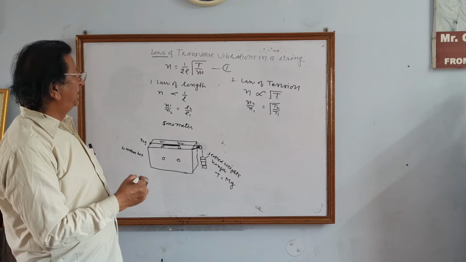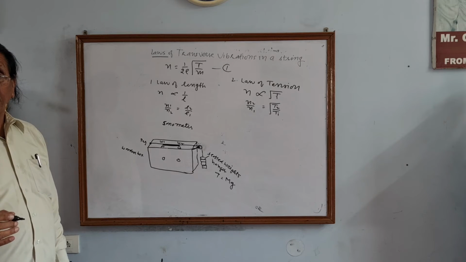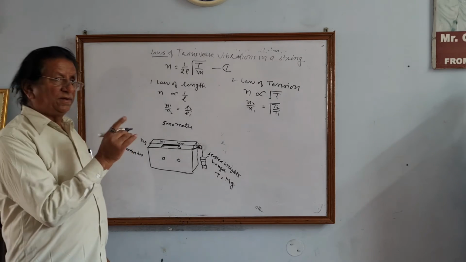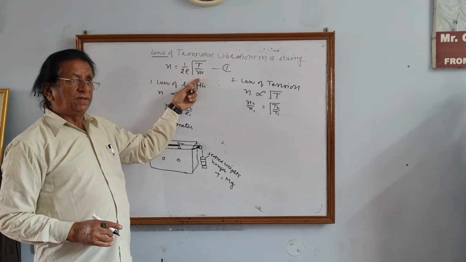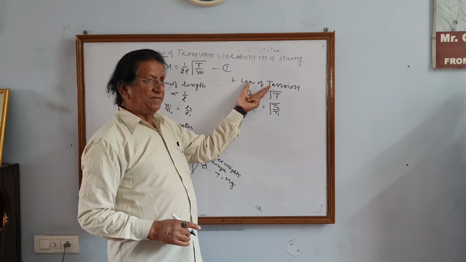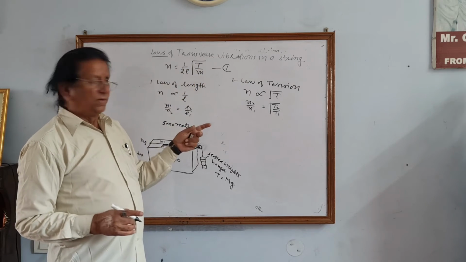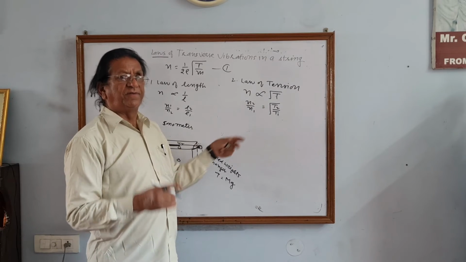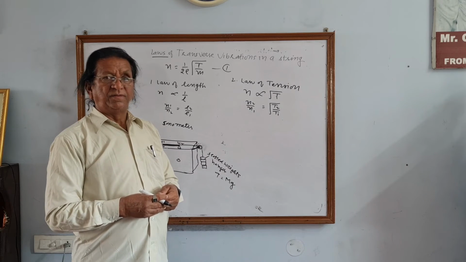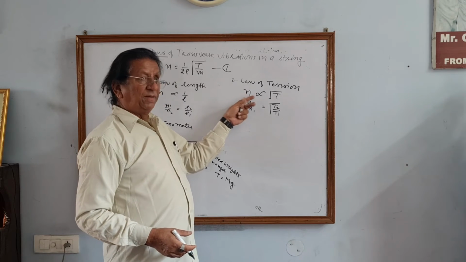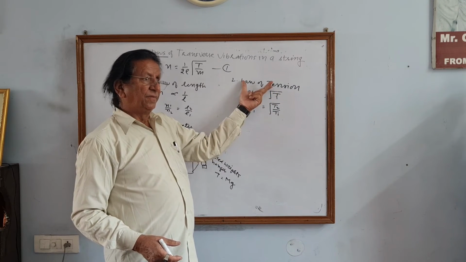If you are verifying the law of tension, you have to keep other factors constant. You can change only tension; you cannot change length and mass per unit length. So in the verification of the law of tension, you will keep L and M the same. You will vary only tension. On changing tension, you will find the corresponding frequency with which the string is made to vibrate will change. Note the relation: fundamental frequency is directly proportional to the square root of tension. This is called the law of tension. Got my point? Yes, sir.